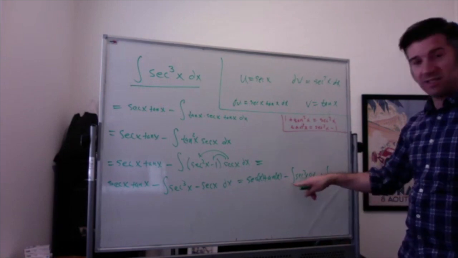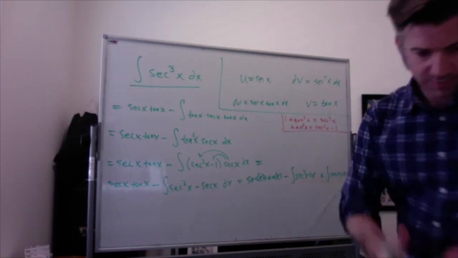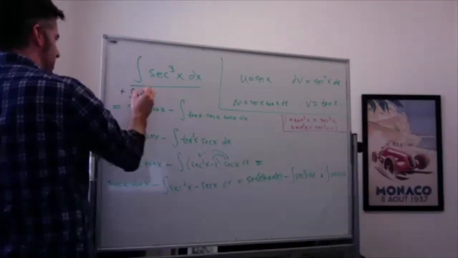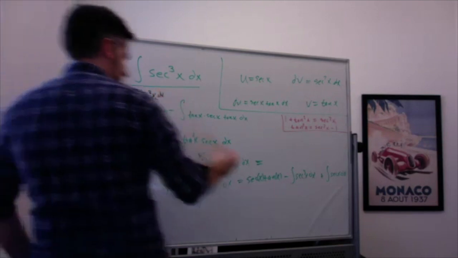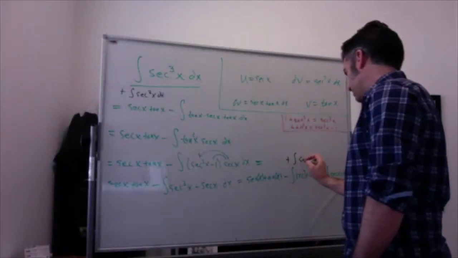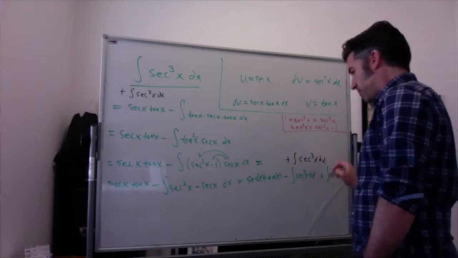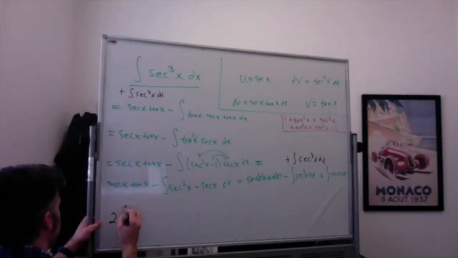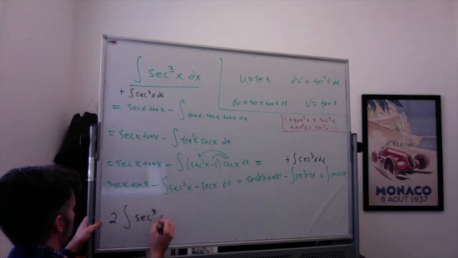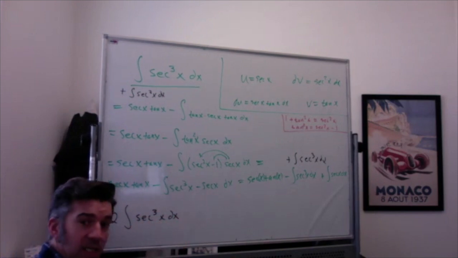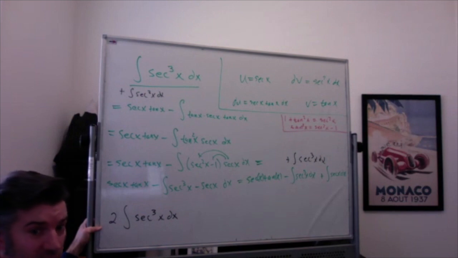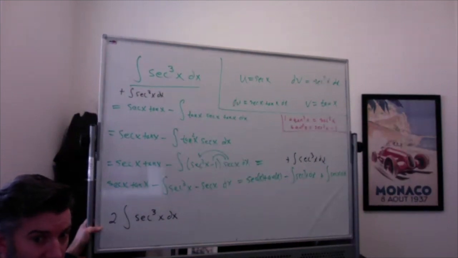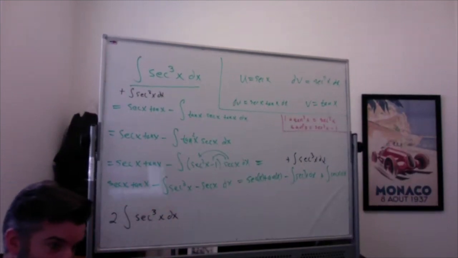I'm going to add this to both sides. Meaning I'm going to add an integral of secant cubed here, and I'm going to add an integral of secant cubed here. So what do I get? Well, I get 2 times the integral of secant cubed x dx. This is very similar to the integral of e to the x sine x, where we do integration by parts twice and then get the same thing we started with and add it over to the other side. We're just not doing integration by parts twice here.